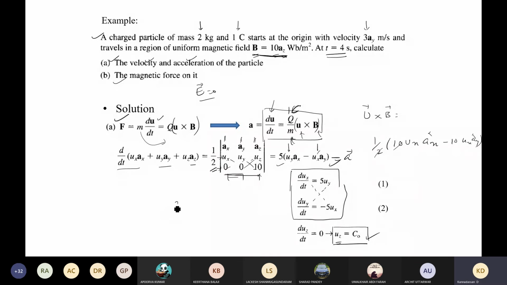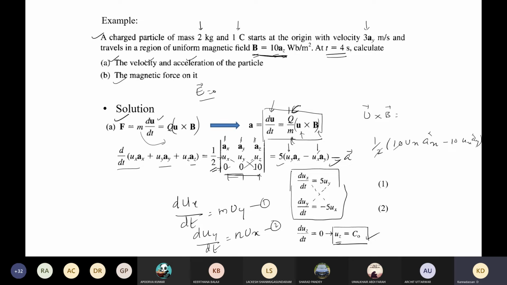So let me write here dux by dt, which is nothing but m times uy, and duy by dt is nothing but n into ux. So this is equation 1 and this is equation 2. Now we have to solve these equations simultaneously. It is a differential equation.